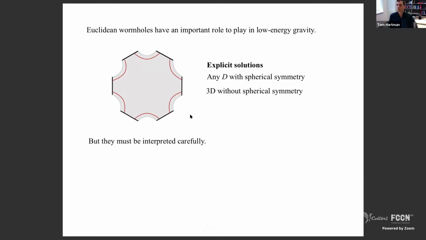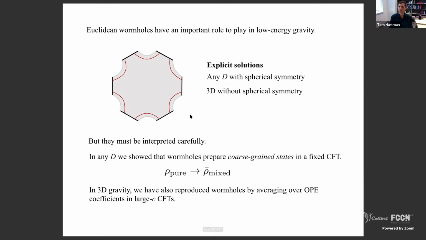So these have some important role to play in gravity, but they must be interpreted carefully because of the factorization puzzle. I've discussed 2 consistent interpretations that don't have an issue with factorization, importantly. In any dimension, we showed that these wormholes prepare coarse-grained states in a fixed CFT. We started with a pure state and described how the wormhole assigns a coarse-grained state, rho bar, to that pure state. That coarse-grained state has an entropy, and we gave that interpretation in terms of the area of the apparent horizon.